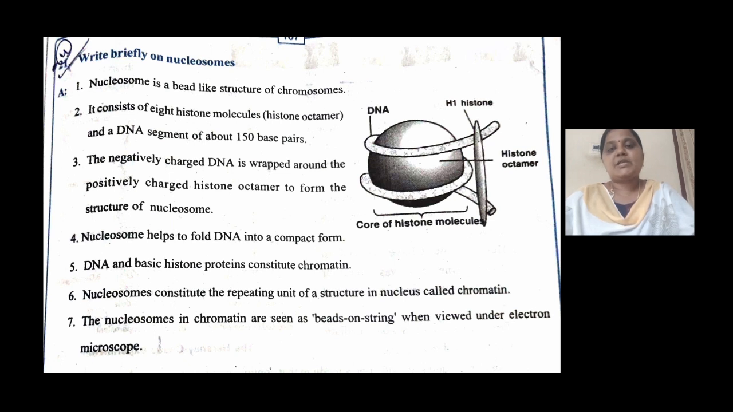A nucleosome is a bead-like structure of chromosomes and it contains 8 histone molecules and a DNA segment of about 150 base pairs. The negatively charged DNA is wrapped around the positively charged histone octamer to form the structure of the nucleosome. These nucleosomes help to fold DNA into a compact form. Under the electron microscope, the nucleosomes in chromatin are seen as beads on a string. So this is about the structure of the nucleosomes.